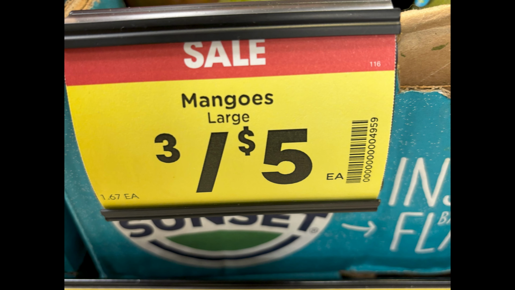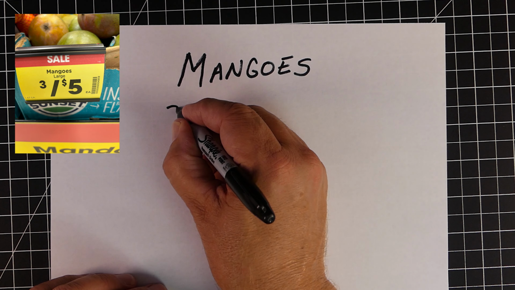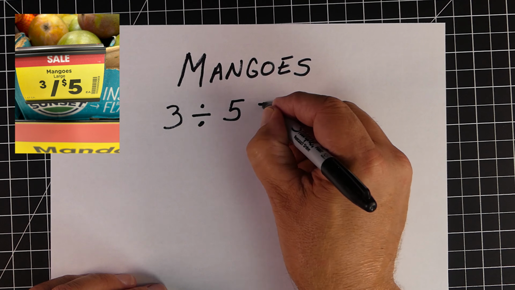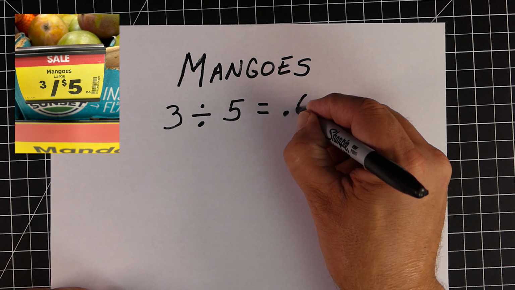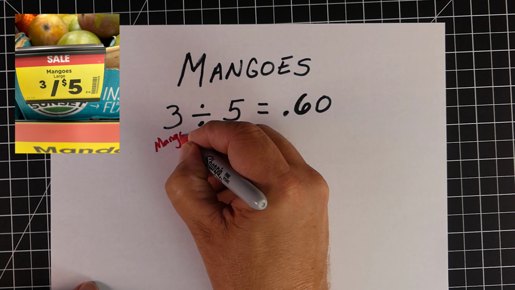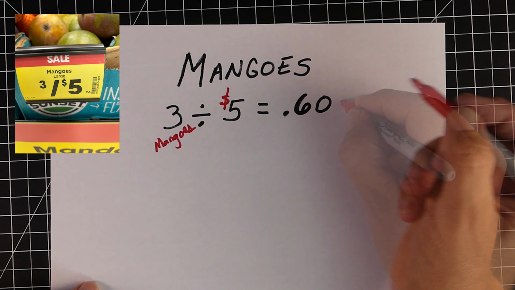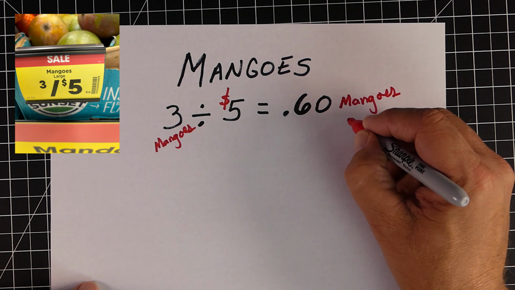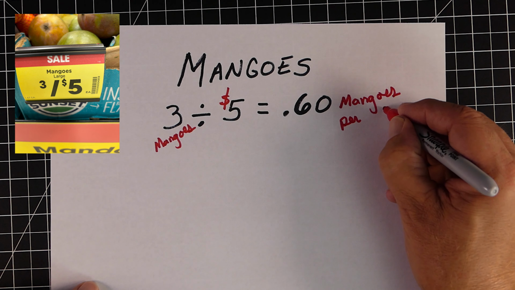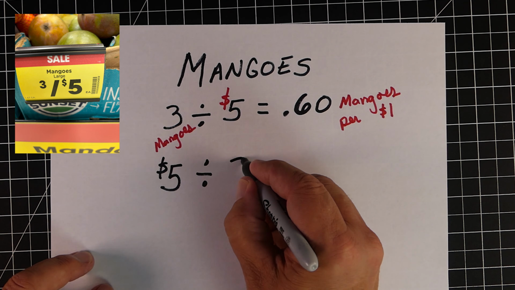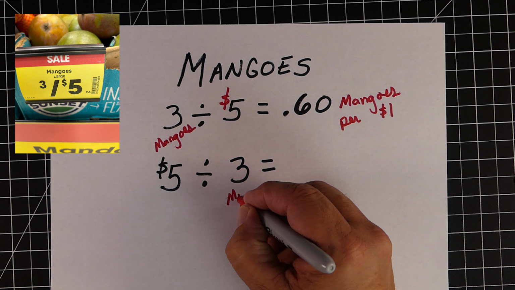So we're looking at mangoes. Kroger's again, they're saying 3 for $5. And again, it looks a little odd because they have the slash here, makes it look like a division sign. If you did go 3 divided by 5, you would get 0.6. But you have to know you're taking mangoes divided by dollars. So what you just found is you would get 0.6 mangoes for every $1, per dollar. Okay, kind of an odd way of pricing it.